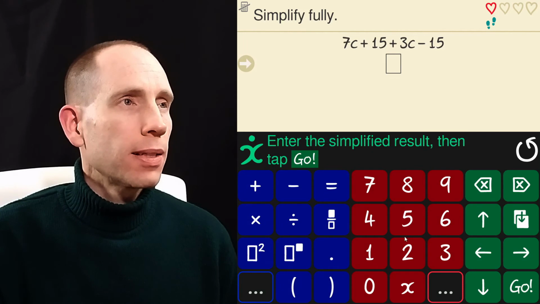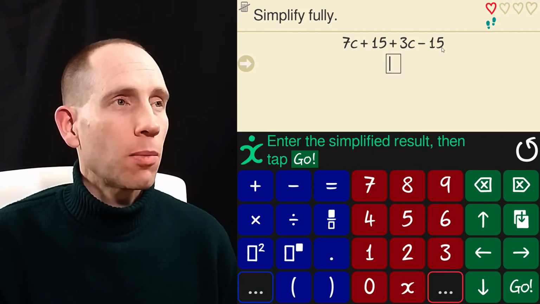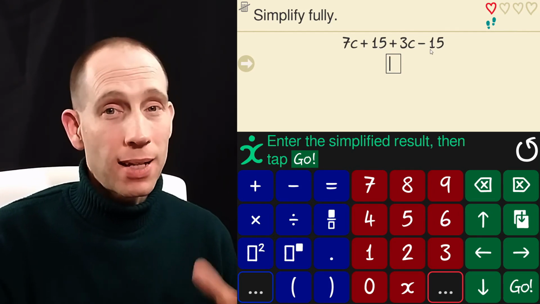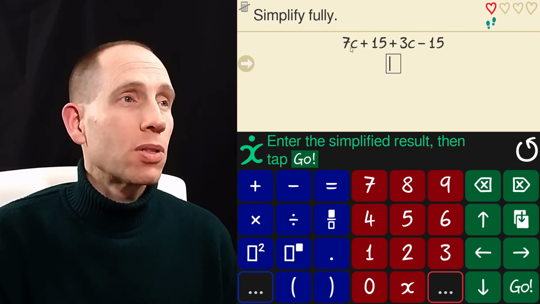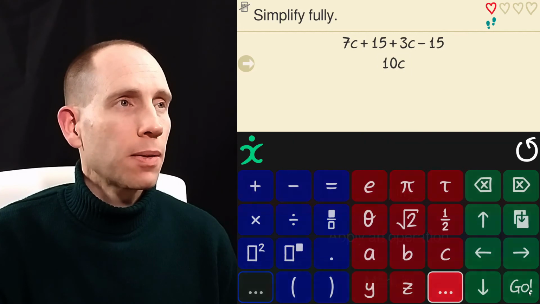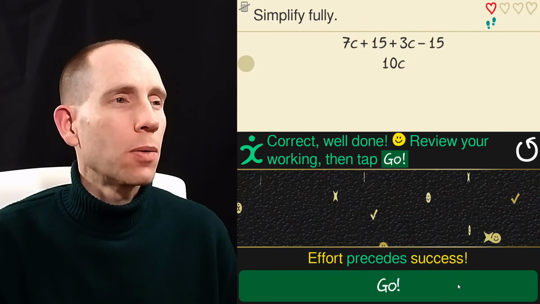Okay, let's try again. So here I can see I've got 2 c terms and I've got 2 constant terms. My constant terms here, plus 15 and minus 15, that's going to give me 0. So I'm just going to be left with my c terms. So a 7c and a 3c will give me 10c. Yeah, and it likes that. Okay. There we go.